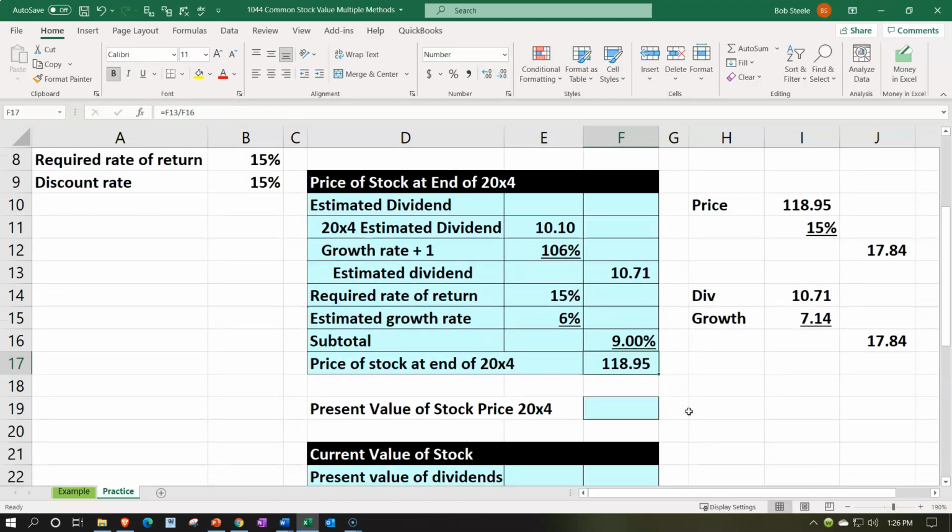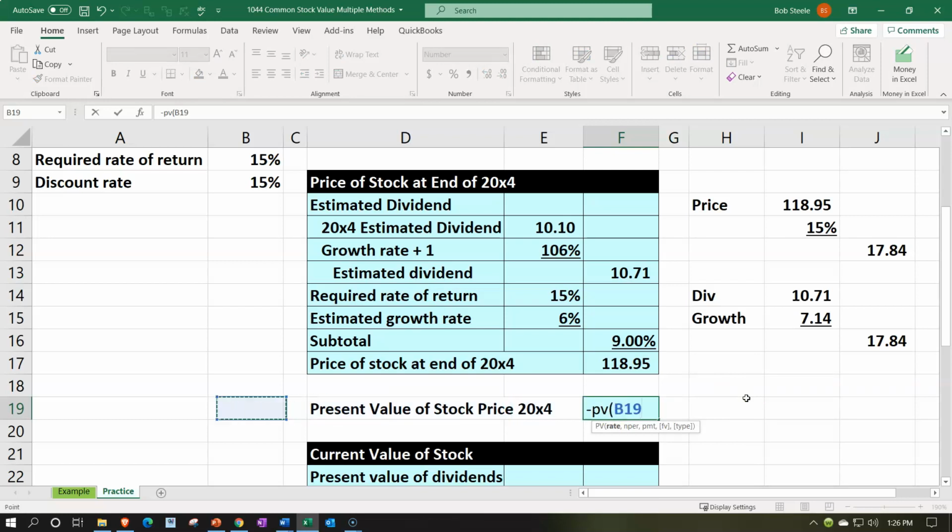So then the present value of the stock price: this is going to be the price out at the end of 2000 x4. Let's bring it back to the current time period. I'm going to say negative present value, shift 9. The rate is the 15%. Comma, number of periods, I'm going to say 4 because it's 4 periods out.